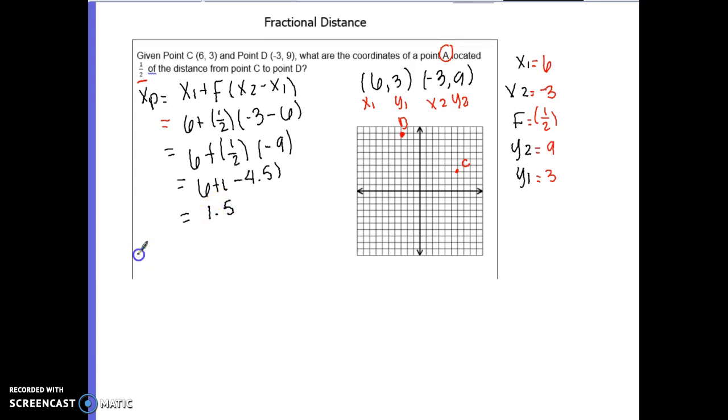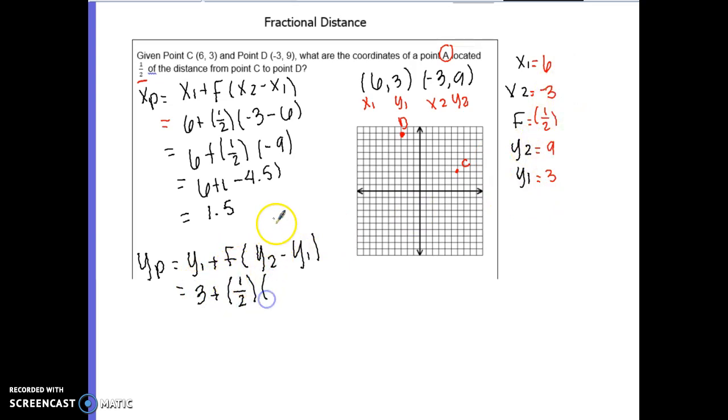So YP, again, the same thing, except the substitutions are not X, they are Y. So Y1 plus our fraction times Y2 minus Y1. So if we replace those, Y1 should give us 3 plus our fraction, which we said was 1/2. Y2, which is 9, minus Y1, which is 3.